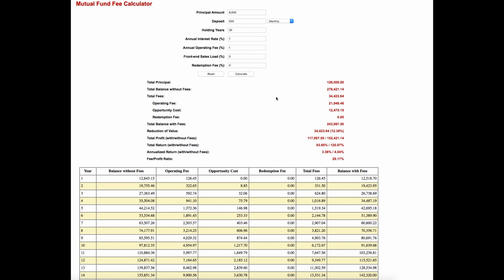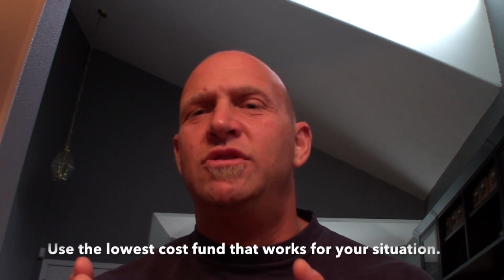Always try to use the lowest cost fees that will get you the result that you want. I think I've pretty much proved the point about how much fees matter. So when you are picking your plans, when you look at your workplace plan, when you're picking the funds you want to use, pick the cheapest funds that will get you what you need.